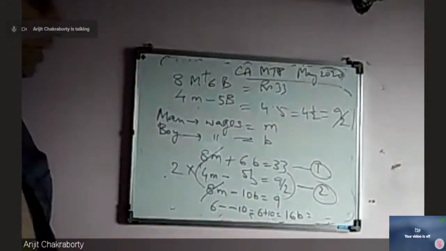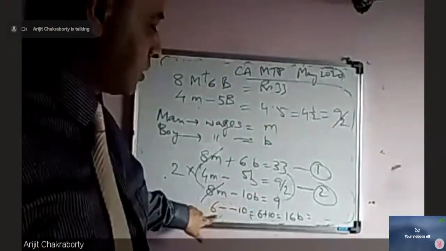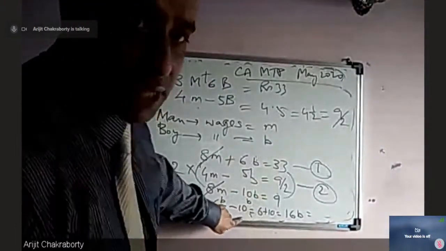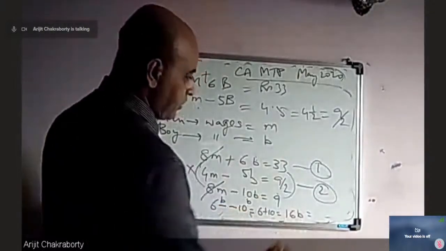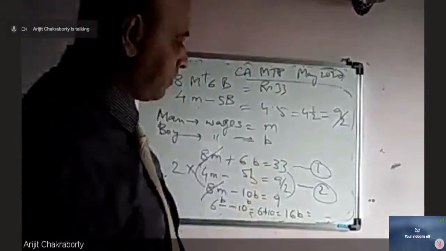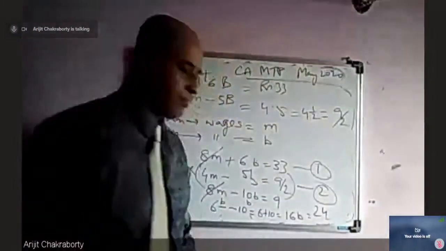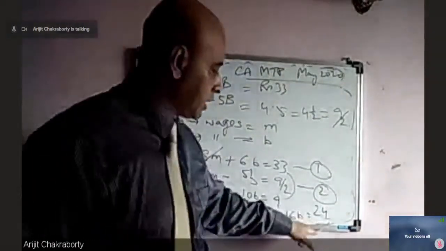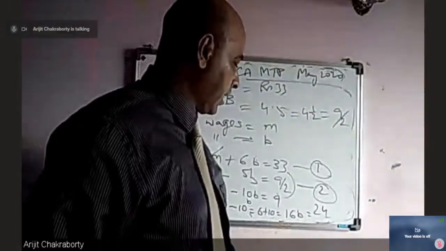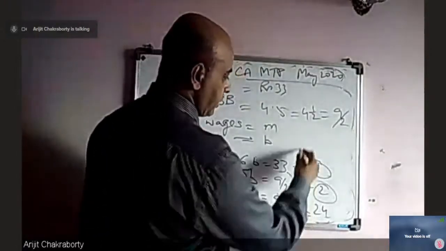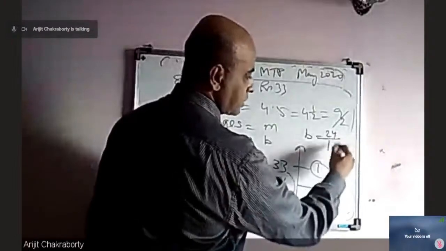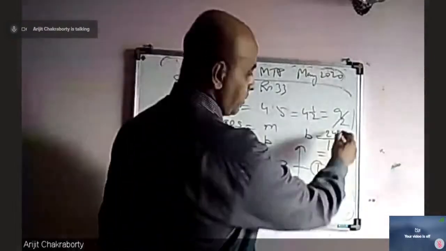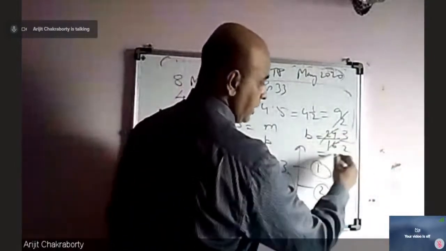Okay. So we are getting 6b minus of minus 10b, that is 16b equal to 33 minus 9. 33 minus 9 is 24. Therefore, 16b is 24. So if 16b is 24, then b is equal to 24 by 16, which is 3 by 2, because you can cancel by 8. 8 3s are 24, it is 3 by 2.